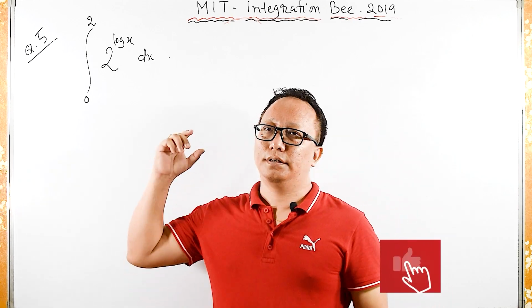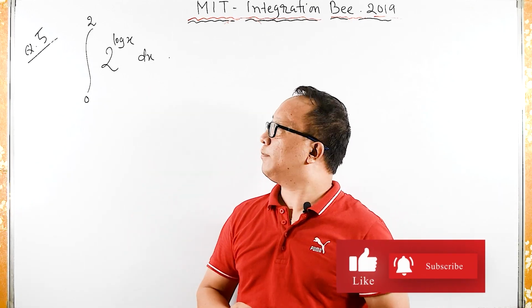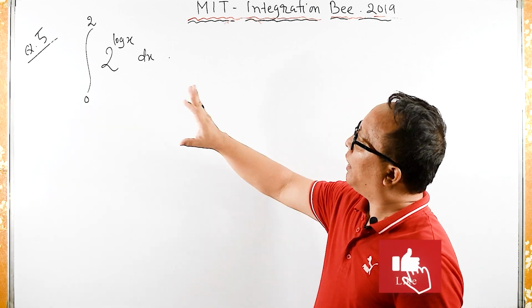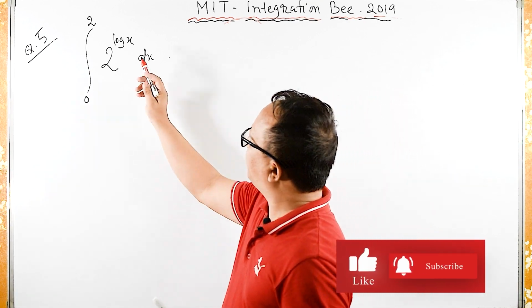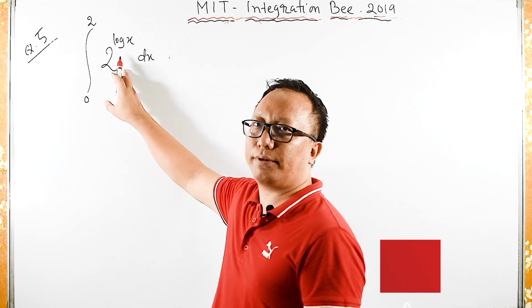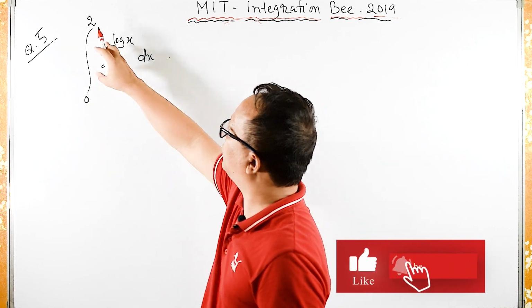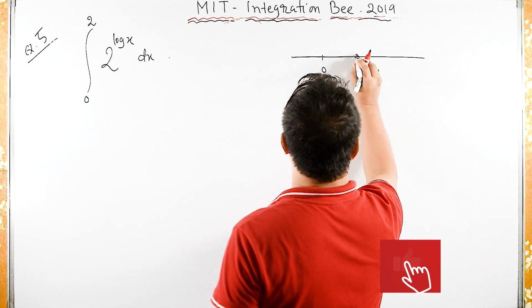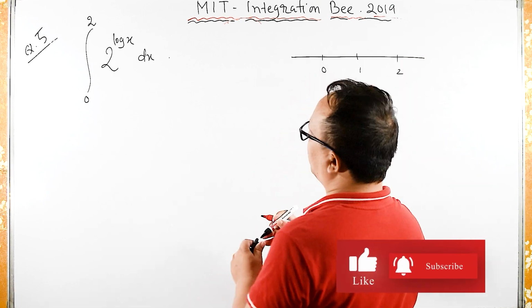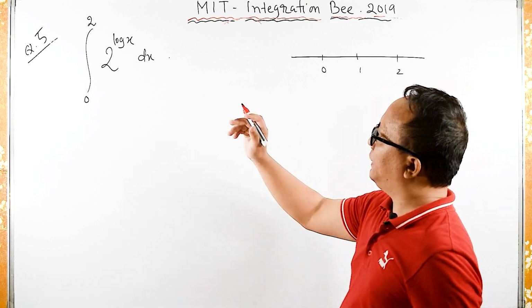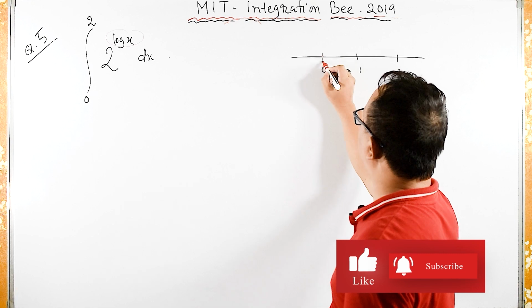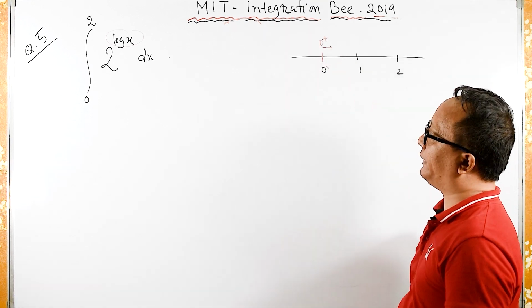Welcome back. This integration was asked by the MIT Integration Bee Qualifier exam in the year 2019, and this is question number 5. We have 2 raised to log x. 2 is constant over here, and then the limit is from 0 to 2. We have 1 here, we have 2 over here. But log x is not continuous at 0 plus. Therefore, it is an improper integral.